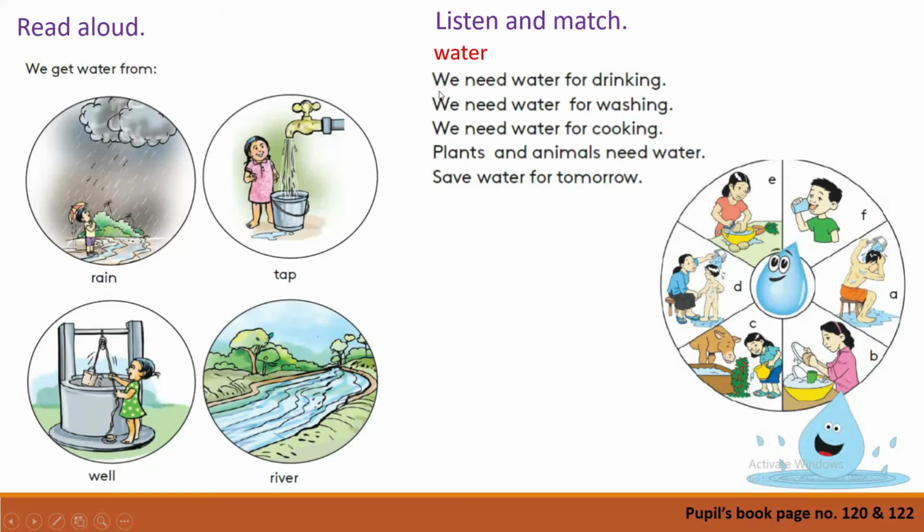Okay, shall we read the sentences? We need water for drinking. We need water for washing. We need water for cooking. Plants and animals need water. Save water for tomorrow.